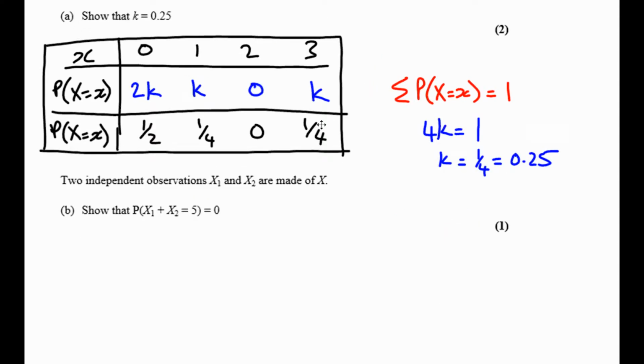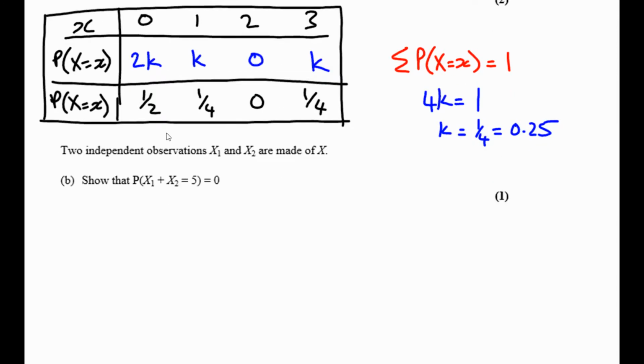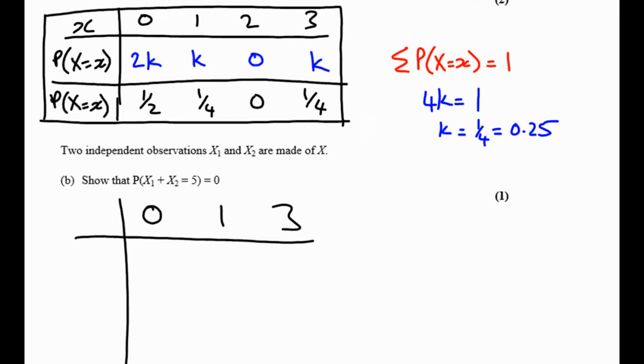Two independent observations, x1 and x2, are made. Show that the probability of adding them together and getting a score of 5 equals 0. So probably the best way to show this is with a sample space diagram. So for x1, I can have 0, 1, 2 (which actually has a probability of 0, so it's impossible to get a 2), and 3. And for my second choice, I can also have 0, 1, and 3.